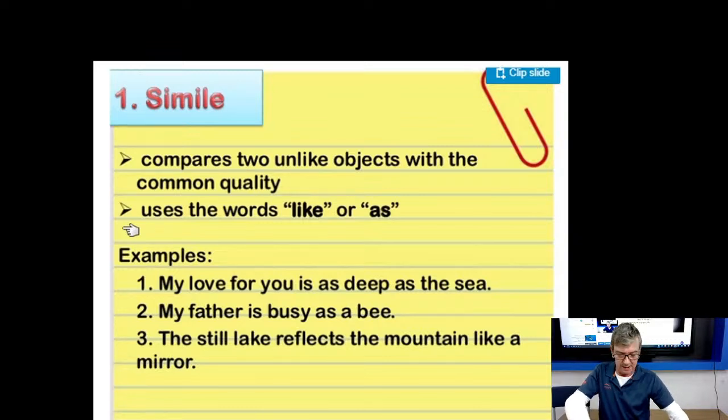My father is as busy as a bee. That means he's very busy, could be working a lot. And bees are also busy, right? There's that similarity between the two, but they're not the same thing. They're totally different objects. Okay then, for the previous example, how would you describe it?